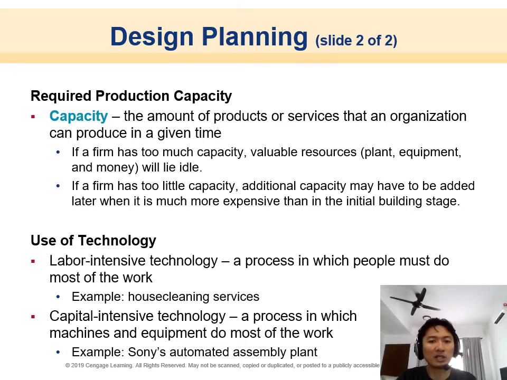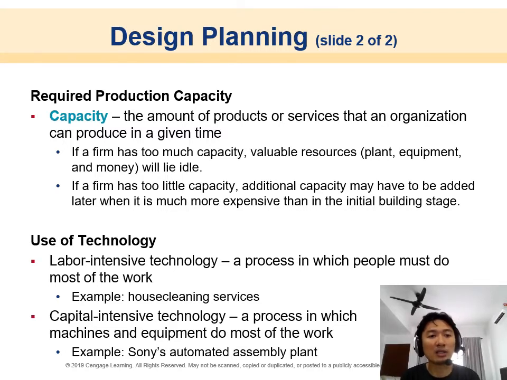Operations managers work with the firm's marketing managers, and they must determine the required capacity. Both of them have to communicate and determine what the required capacity is. This determines the size of the production facility. If the facility is built with too much capacity, valuable resources will not be used.